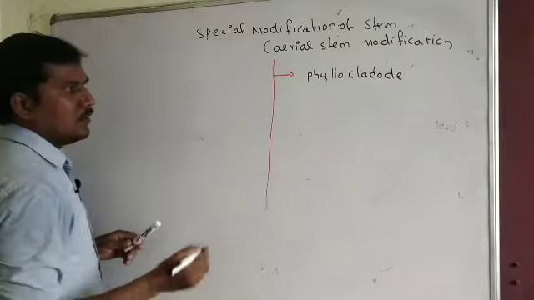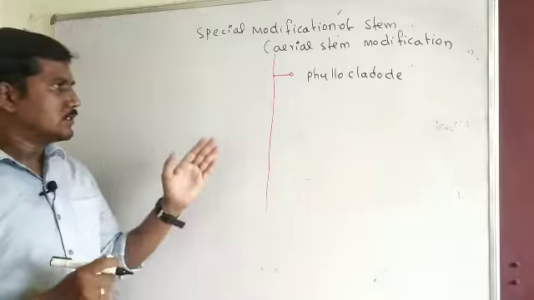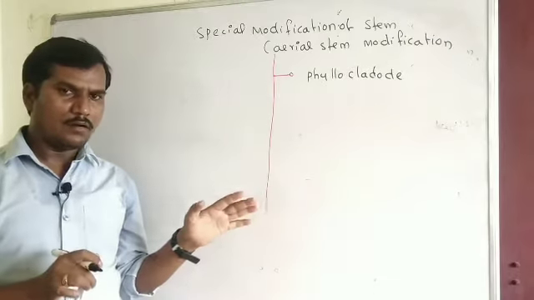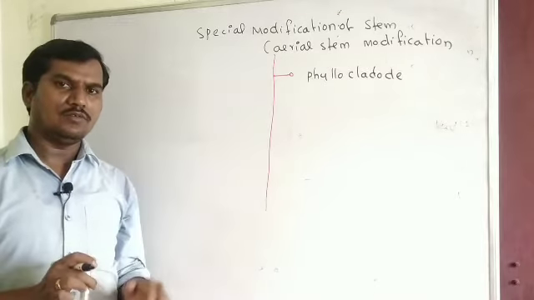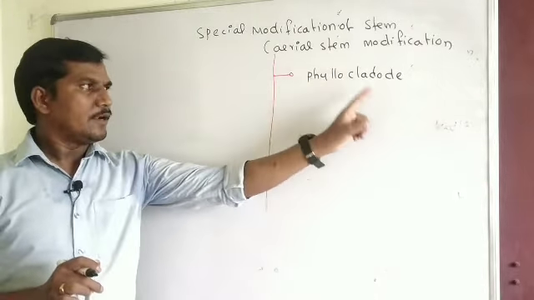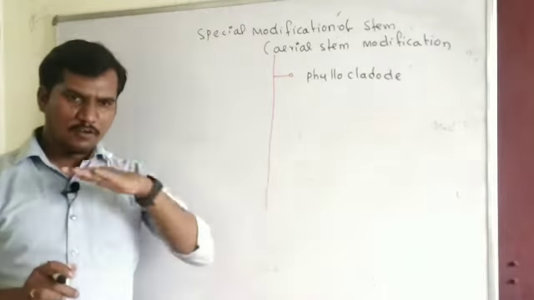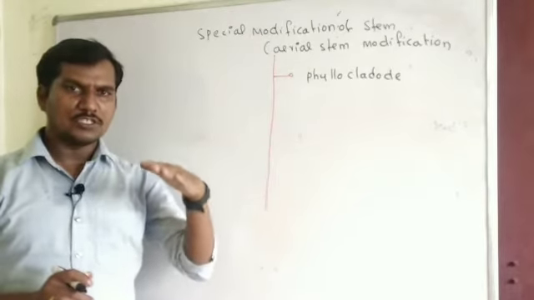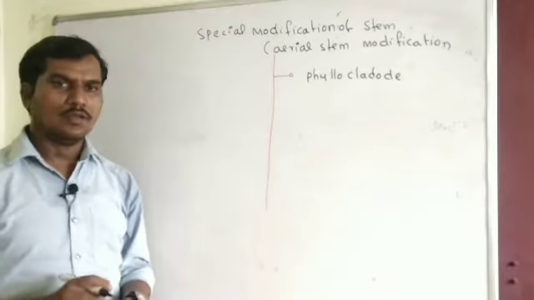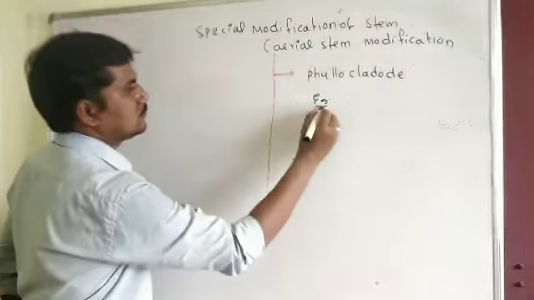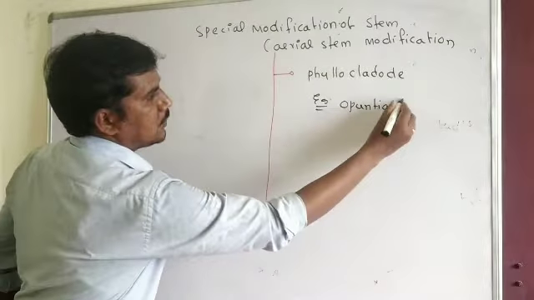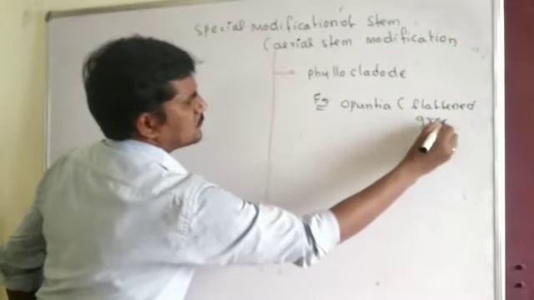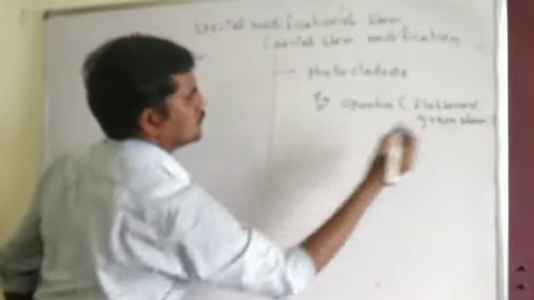Phyllocladodes. In some plants, the stem is modified into a flattened green photosynthetic structure we call phyllocladodes. Example for the phyllocladodes: Opuntia. In Opuntia, it is a flattened green stem involved in the photosynthesis process.